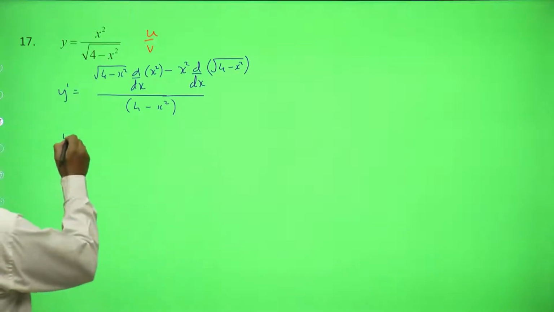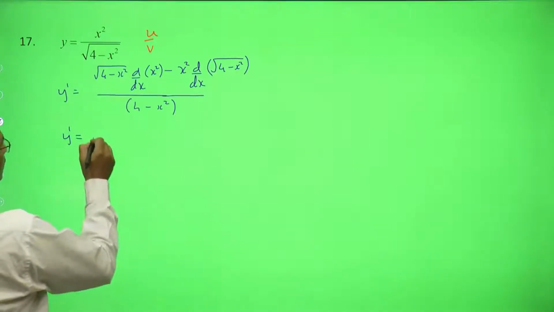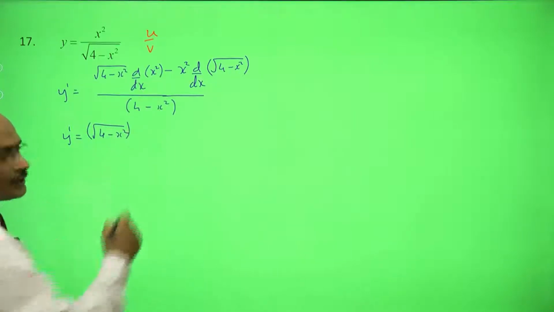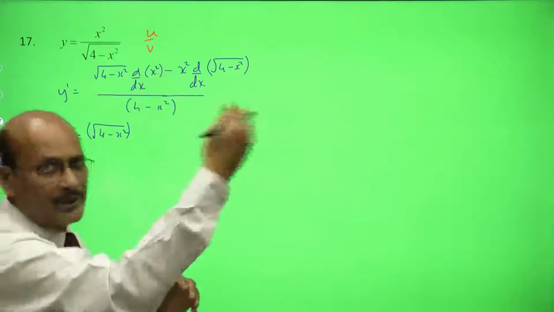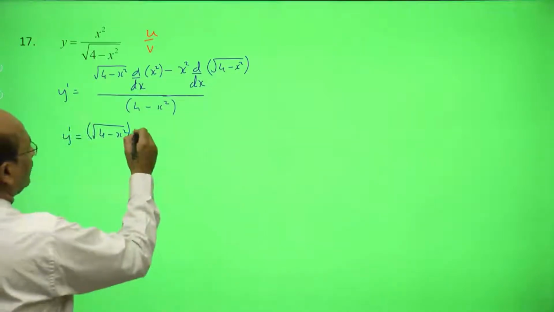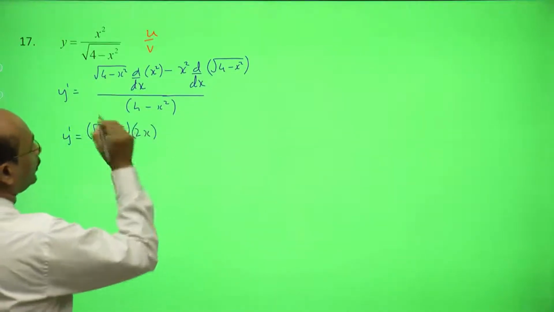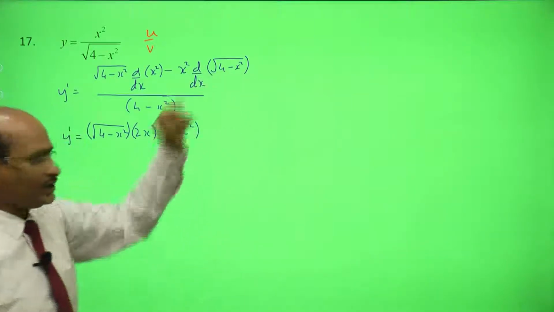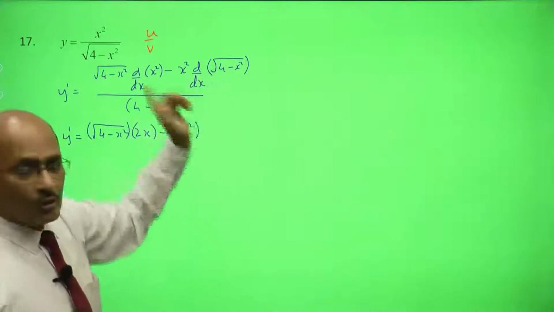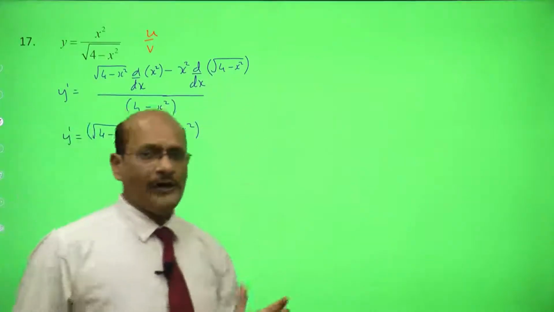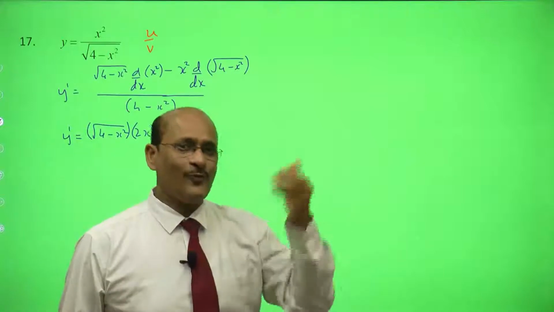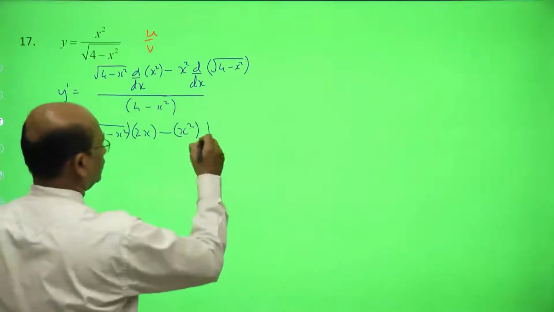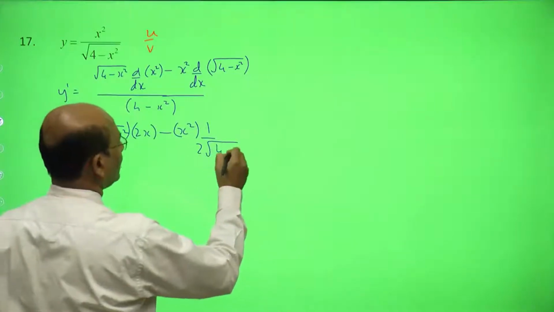So y dash is equal to, this is square root of 4 minus x square into, what is the derivative of x square? Power rule, x raised to n, n x raised to n minus 1. So this will become 2x, bracket, don't forget to put the bracket, x square into, now hold on, let us check this. Root of anything, what is the derivative of root of anything? The derivative is 1 upon 2 root of that thing. I hope it's very clear. So 1 upon 2 root 4 minus x square.